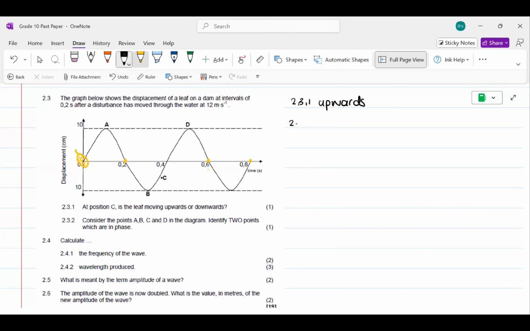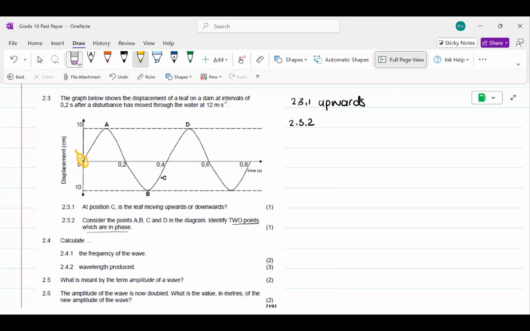Okay, now 2.3.2, it says consider points A, B, C, and D in the diagram. Identify 2 points that are in phase. So I want A and B, A and C, C and D, A and D. Which ones are in phase with each other? What do you guys think? Okay, I'm seeing an A and D. A and D.